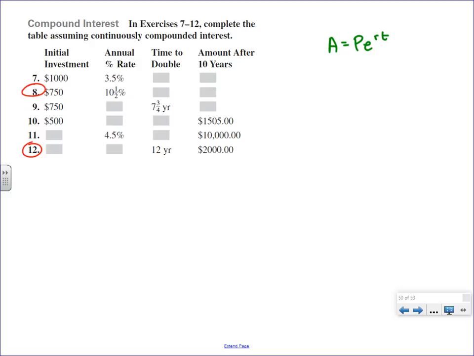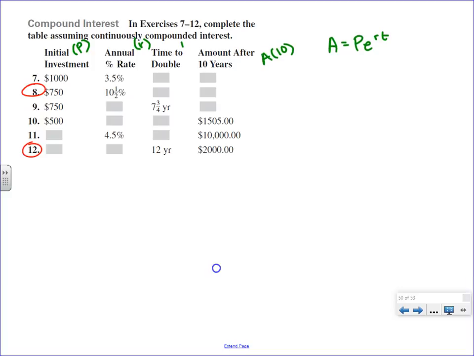Now, hold on. Look at these columns over here. What does initial investment represent in the formula? P, good, the principal. Where we started. Rate. Oh, that one's easy. It's R. Time to double. Well, that is a T. We've got to figure that one out. And an amount after 10 years. Well, amount after 10 years, that's A of 10. A after 10 years have gone by. So time to double.